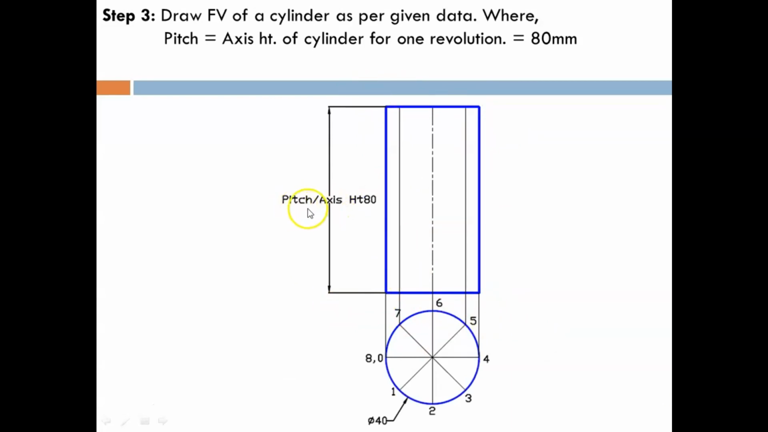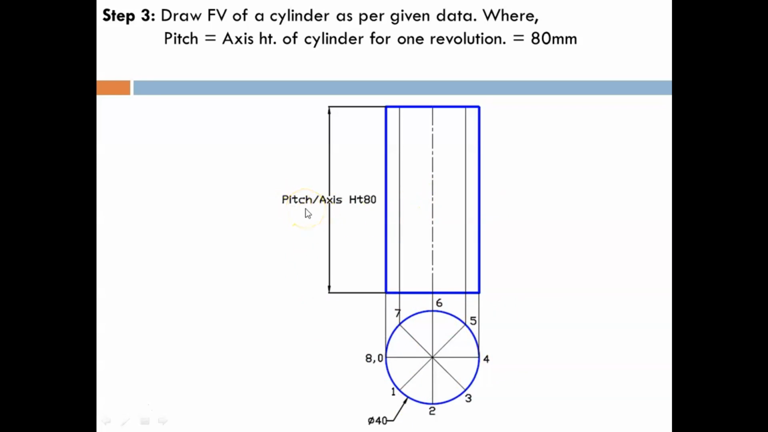Now in the question they mention the pitch, so take pitch equal to 80 mm and consider this as the axis height for 1 revolution of the circle. Pitch is nothing but the advancement of the particle in 1 revolution. So consider P initially at the bottom of the cylinder, and during 1 revolution it reaches the top of the cylinder. This distance traveled in 1 revolution, from 0 to 8, is called the pitch.